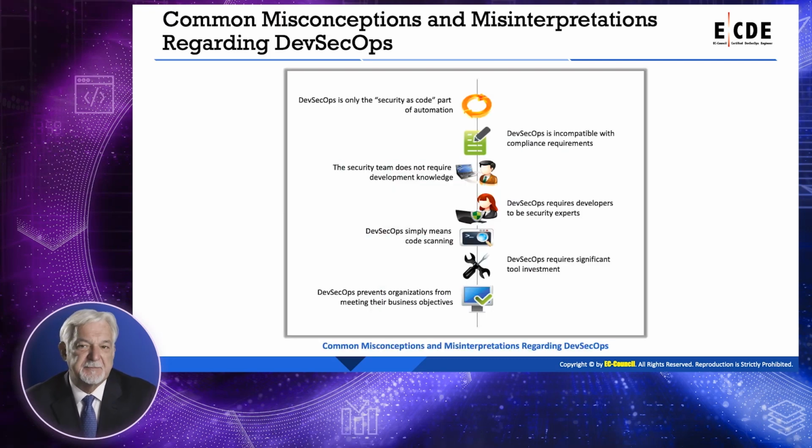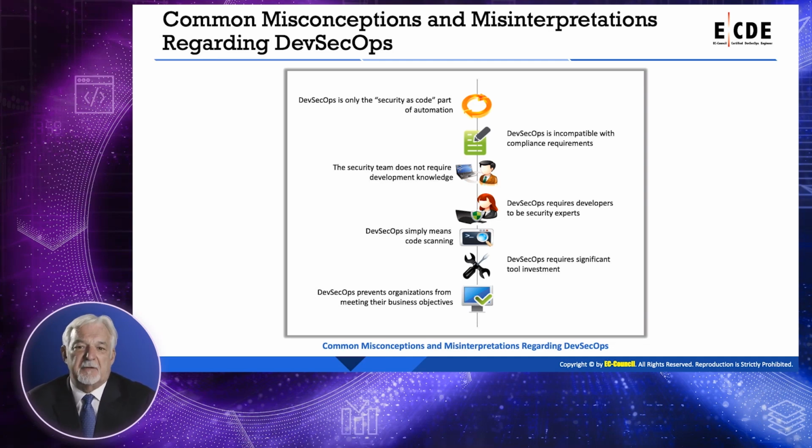There are common misconceptions and misinterpretations regarding DevSecOps. People have the wrong idea about what's going on with DevSecOps, why it's too difficult to do or why we should maybe not do it. One of them is that DevSecOps is only security as code as part of the automation. And that's absolutely not true. It actually incorporates a little bit more than that, as we'll see later on. Possibly that DevSecOps is incompatible with compliance requirements. Of course it's not. That's part of the reason that you're implementing it, in fact.